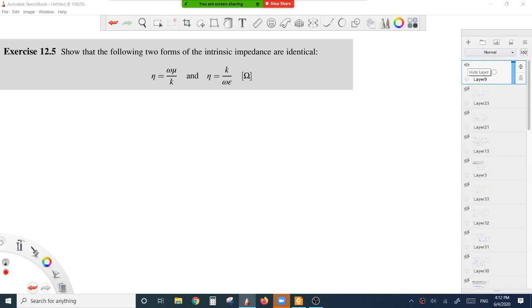another example. Try to do this exercise by yourself. Just read the question and try to do this exercise by yourself. All you need to do is to show that the following two forms of intrinsic impedances, first this form and this form, are identical. They should be identical. Okay, try to do this.